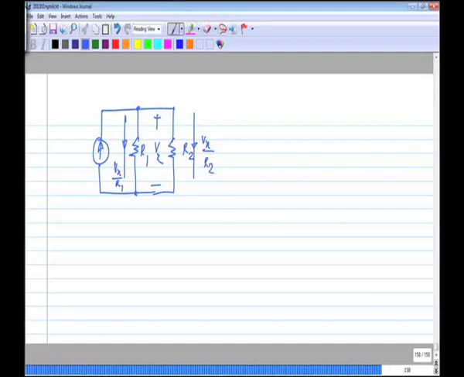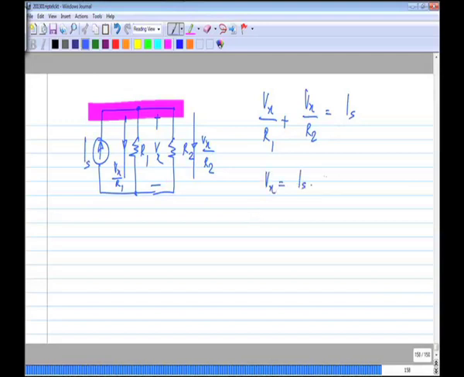And by applying KCL at this node, we know that Vx by R1 plus Vx by R2 equals, let me call this Is. Okay, so Vx will be Is divided by 1 by R1 plus 1 by R2, which is Is times R1 R2 by R1 plus R2. I could have written down this directly by noticing that R1 and R2 are in parallel. So Is times R1 parallel R2 is the voltage Vx.